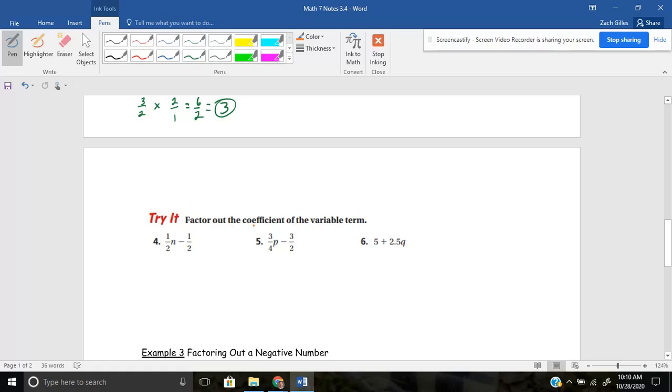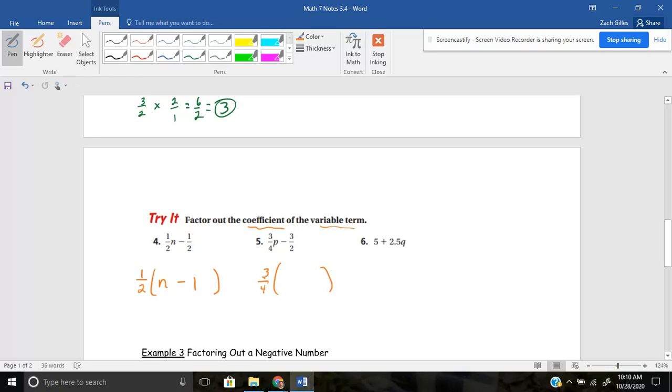Alrighty, factor out the coefficient of the variable term. So remember, the variable is the letter. The coefficient is the number in front of the letter. So here I'm going to factor out a half again, because that's the number in front of the letter. So a half divided by a half is just 1n. I'm subtracting, and half divided by a half is 1. Okay. Number 5, this time I'm factoring out 3/4 because that's the number in front of my variable.